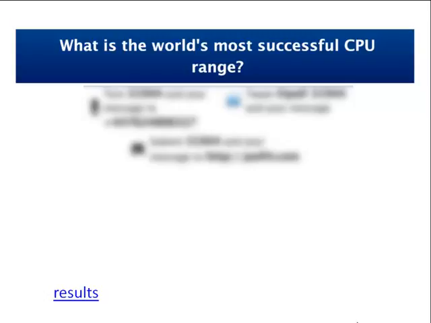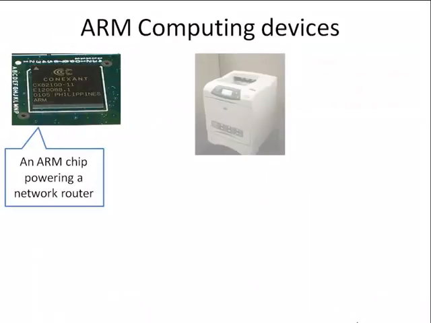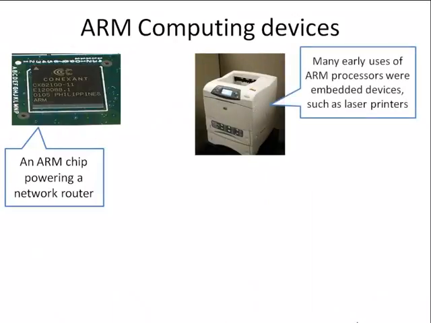I got quite a good number of answers in. Quite clearly the class felt that Intel or x86 or Intel AMD was the world's most successful CPU range. But if we're thinking in terms of the number of CPUs sold, that's not actually the case. So what is the world's most successful CPU range? Certainly in terms of unit sales, it's actually the ARM computing devices, Advanced RISC Machine.